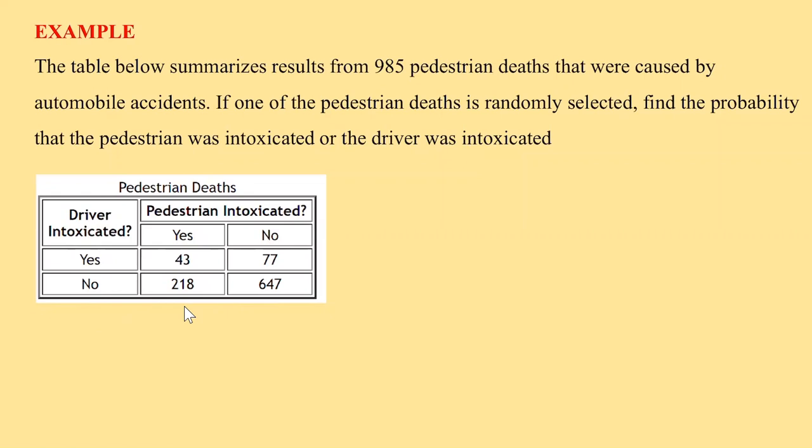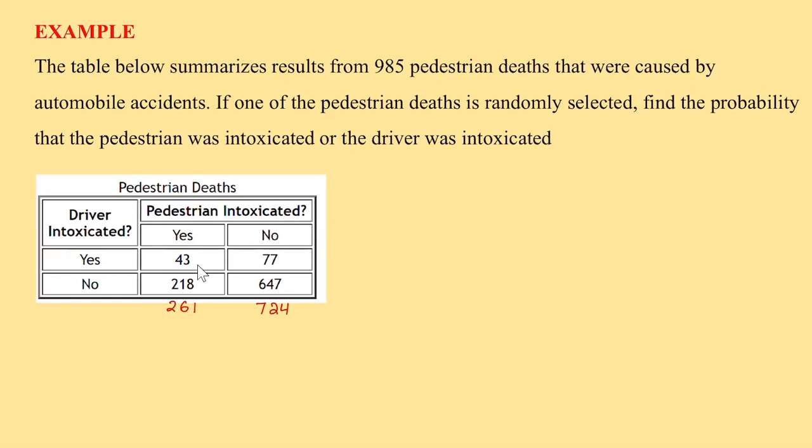Now let's try to quickly add these numbers. 43 plus 218, if we add that, that is 261. Meaning of that is there are 261 accidents where the pedestrian involved were intoxicated. Yes, the pedestrian was intoxicated. Similarly, here 77 plus 647 is 724. Meaning of that is there are 724 accidents where the pedestrian involved was not intoxicated.